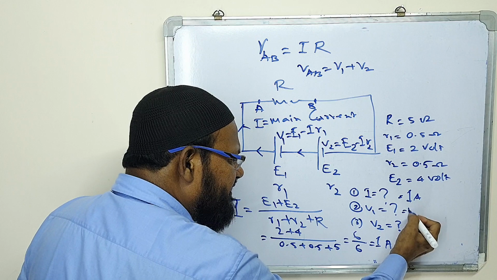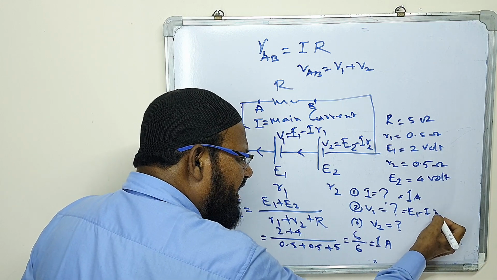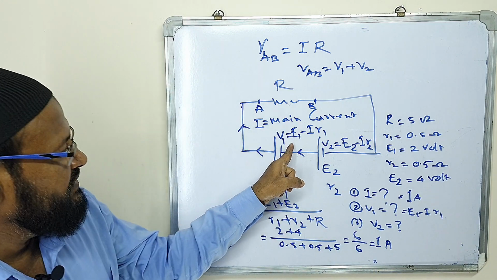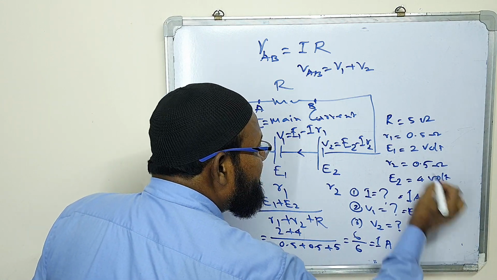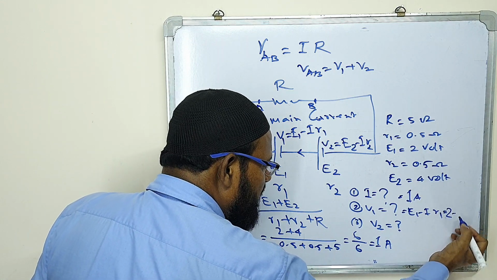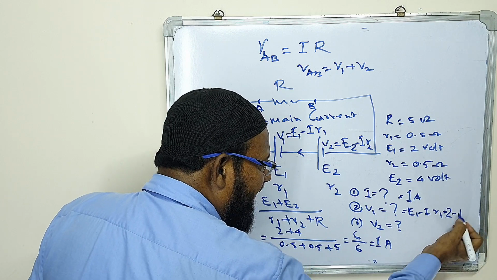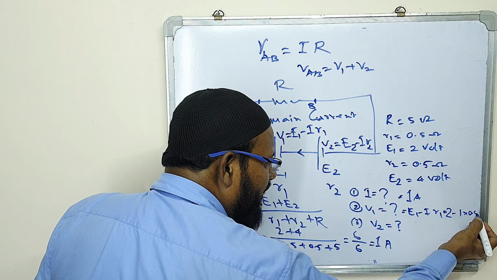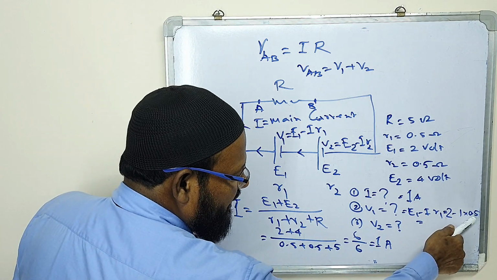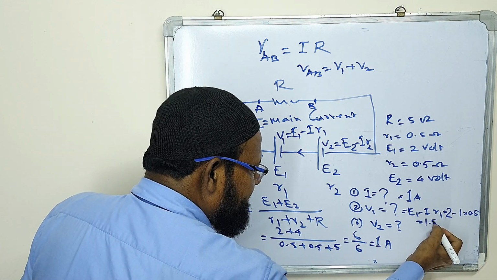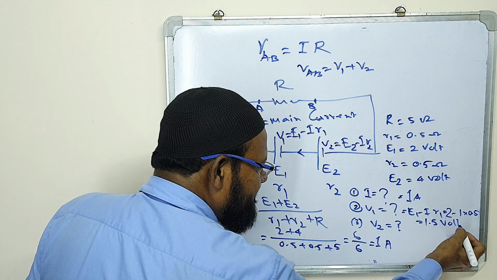What is V1? Sir, this is E1 minus I R1. Please see here, E1 minus I R1. What is E1? Sir, E1 is equal to 2, I is equal to 1, R1 is equal to what? Sir, 0.5. Now what is this? This is 1.5 volt, sir.